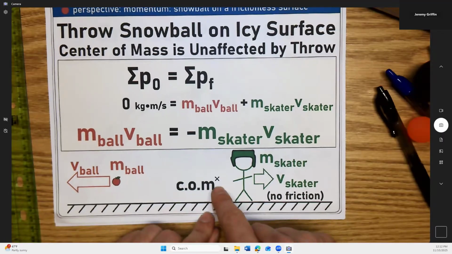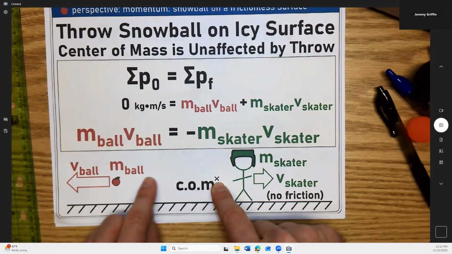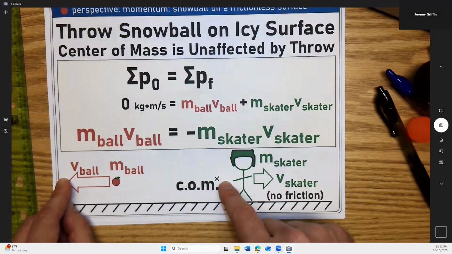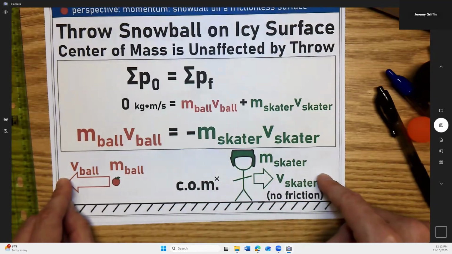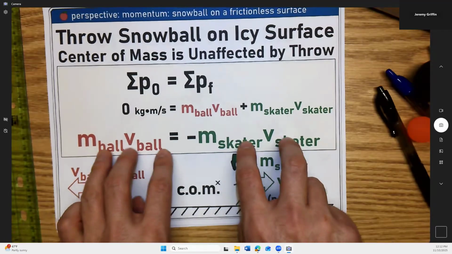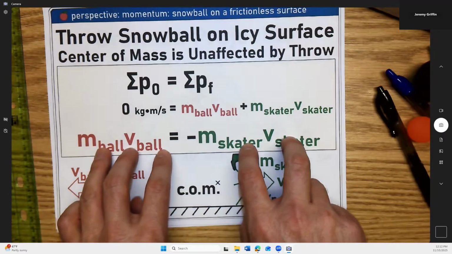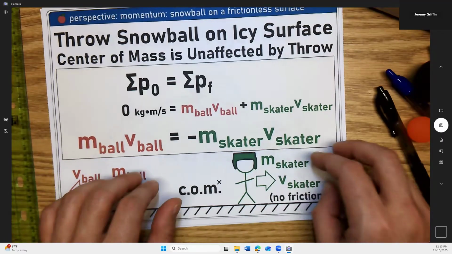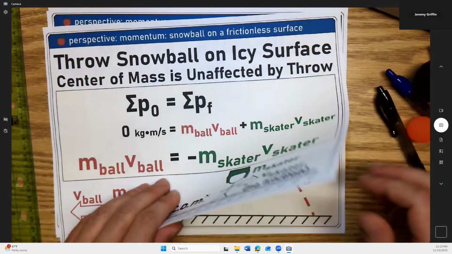So here's the center mass just hanging out right here at rest. Do you guys think the mass times velocity of the ball to the left has matched the mass times velocity of the skater going to the right? Yeah, because it all has to zero out. And if you knew any 3 of these, could you solve for the 4th? Yeah. Okay, I have a good video example for you guys for this one too. So, hang on, we'll come right back to this one.